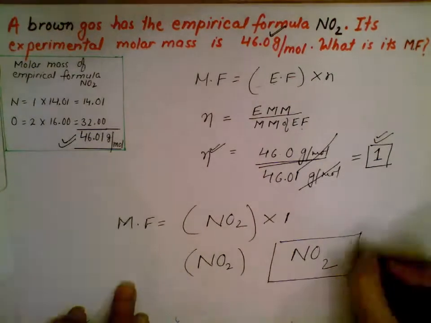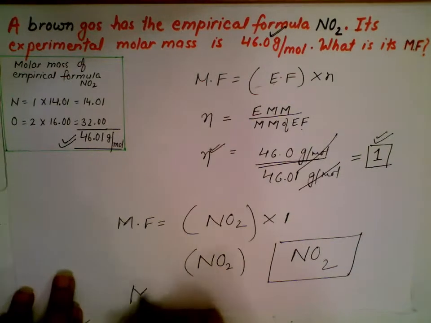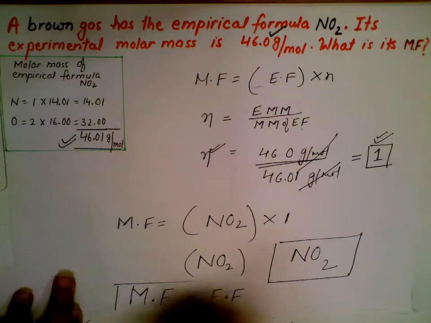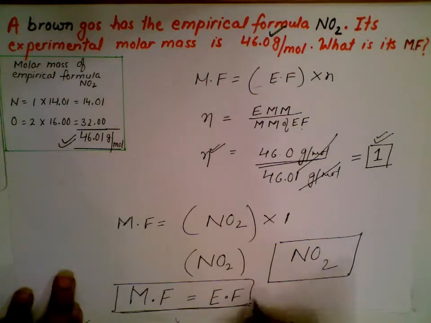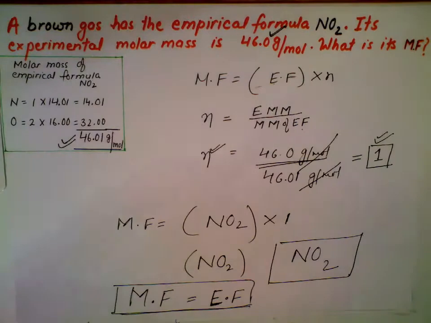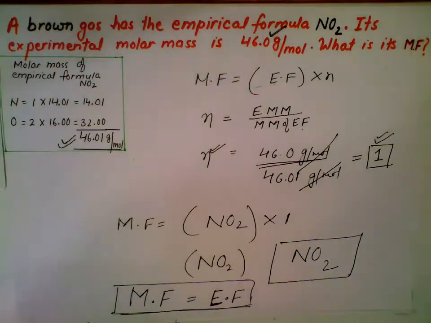What did you notice here? In this case, the molecular formula is actually equal to the empirical formula. So it is possible that in some compounds the molecular formula equals the empirical formula. And when it is not equal, the molecular formula will always be a simple multiple of the empirical formula. Now I want you to try this problem on your own.